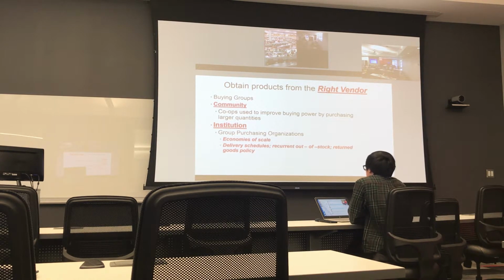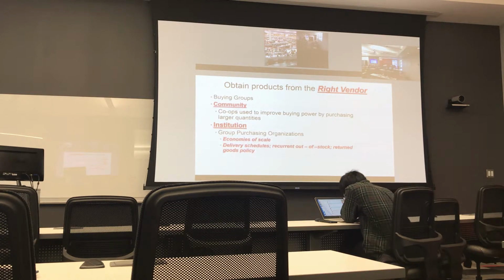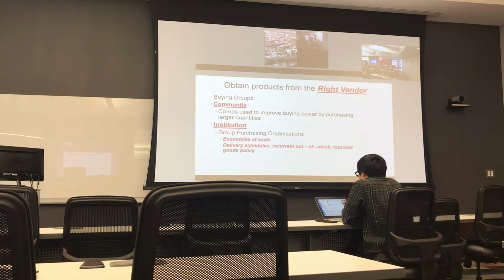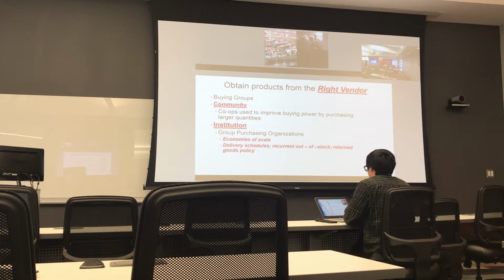And you see that on Amazon. They say, well, if you buy $50, it's free shipping. If it's $49.99, you pay $12 or whatever. And then they have Amazon Prime. If you pay the $12, you get it next day for the whole year. So that's economies of scale. Delivery schedule, recurrent out of stocks. How do they handle that? Because a great price from a vendor is no good if they never have it in stock.